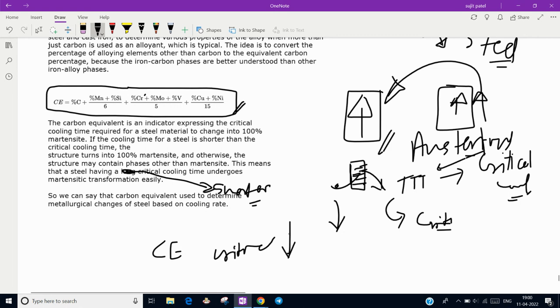It is used to show the equivalent effect of various alloying elements in terms of carbon. So I hope you understand this point.